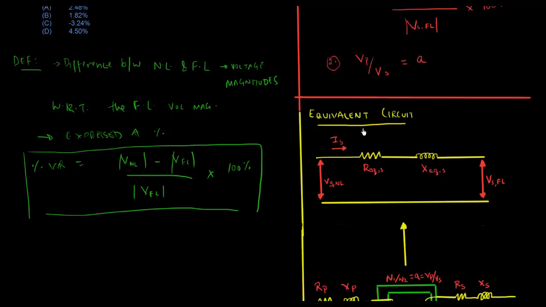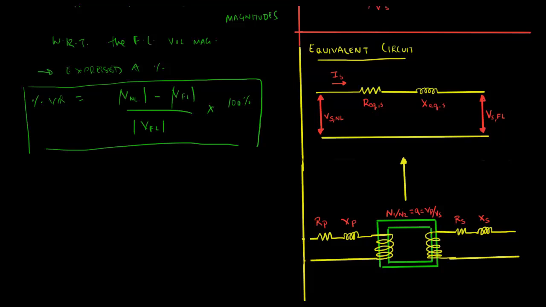Let's get into the transformer circuit for a bit, just to understand what's happening here and to see how voltage regulation is important and what that means in a real world scenario. What I've drawn out here is the equivalent circuit as seen from the secondary side. Where do we get this from? We get this from this. So if this is the core of the transformer, this is the primary equivalent circuit, and this is the secondary equivalent circuit.